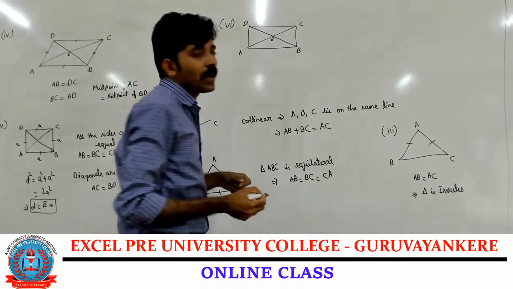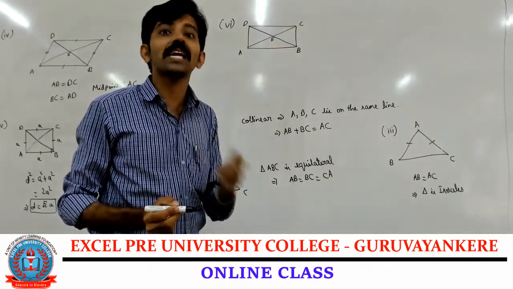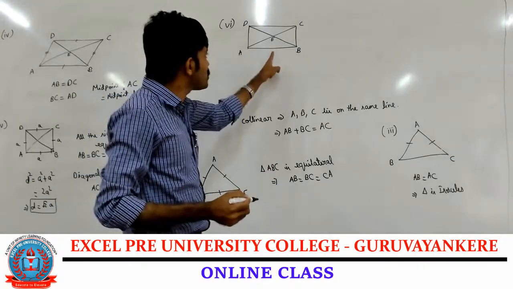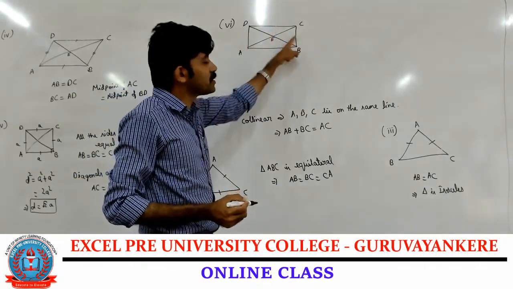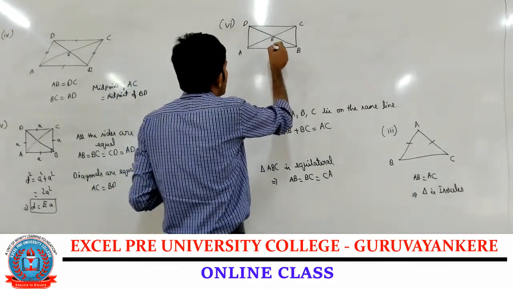The intersection is the midpoint of the diagonals. Here also the diagonals bisect each other. In any parallelogram, diagonals bisect each other. Opposite sides are equal, and the length of the diagonals are equal.